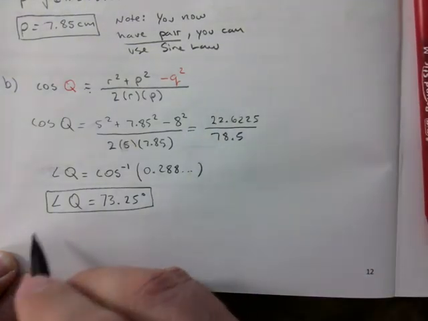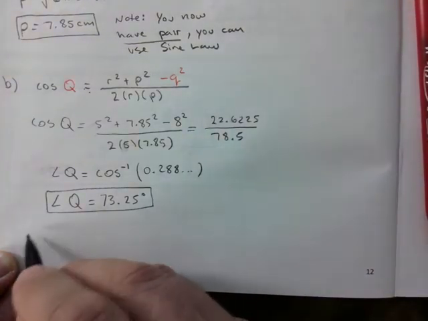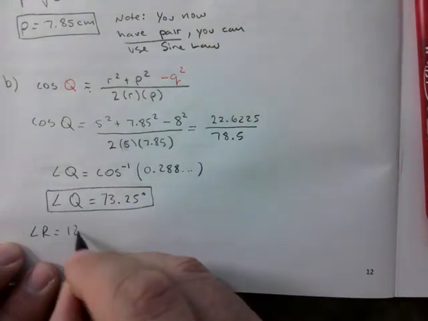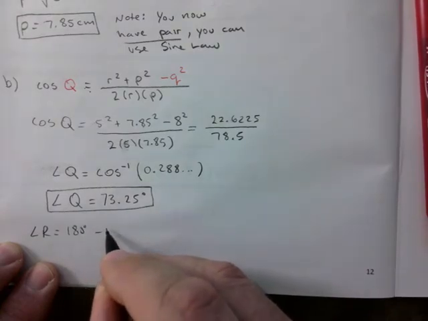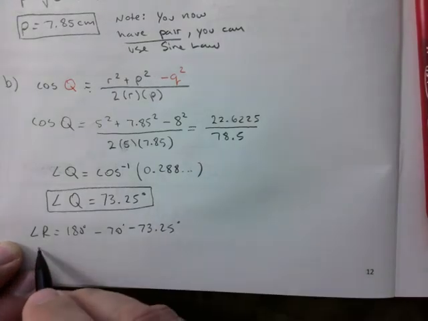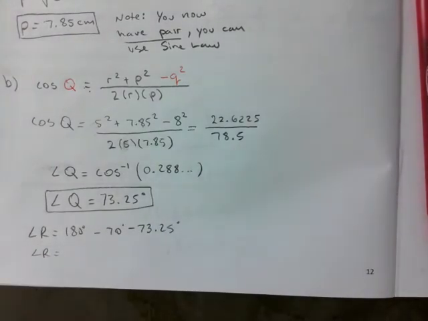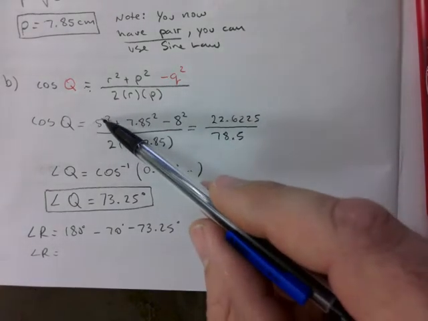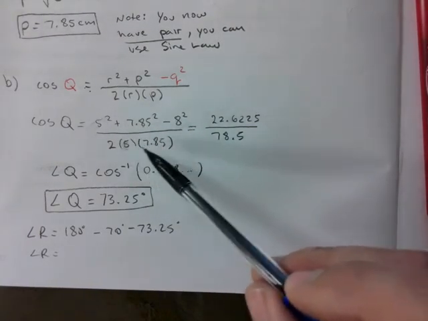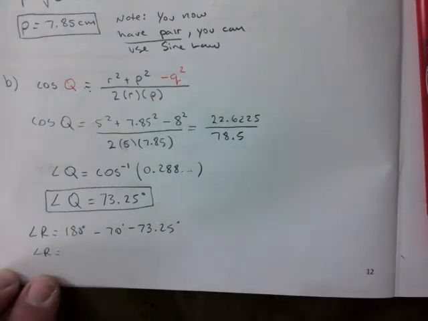It also wants angle R, sorry. Angle R. You're more than welcome to use cosine law again, but why would we do that? We already know two angles, right? Use the sum of angles. Minus 70 minus 73.25. If you get an error of any sort, I'm just going to tell you check your work, okay? Like there's a chance that you forgot to square one of these. There's a chance that you put the wrong numbers in somehow, so you got to double check your work, okay?